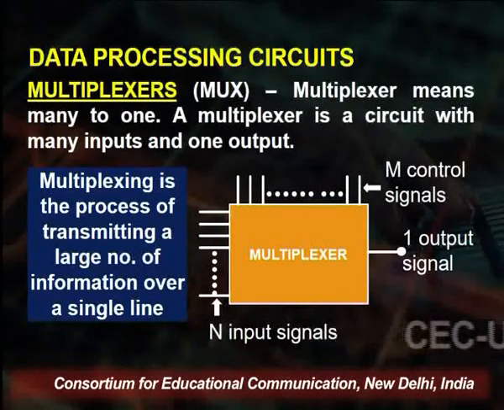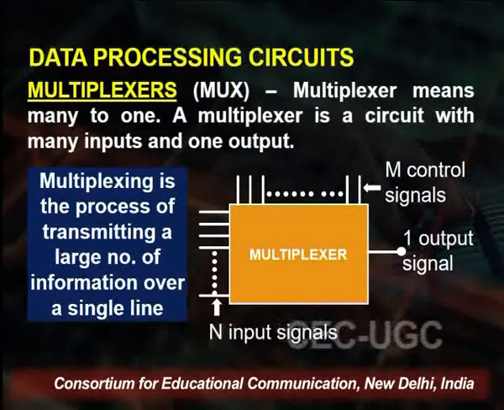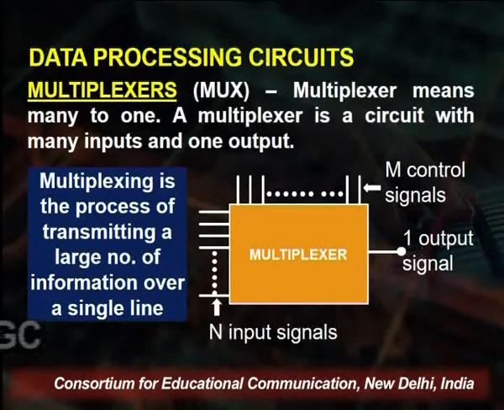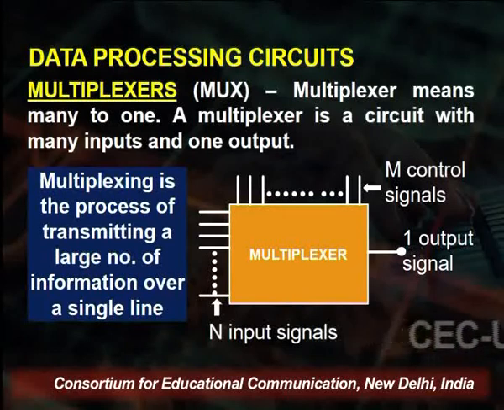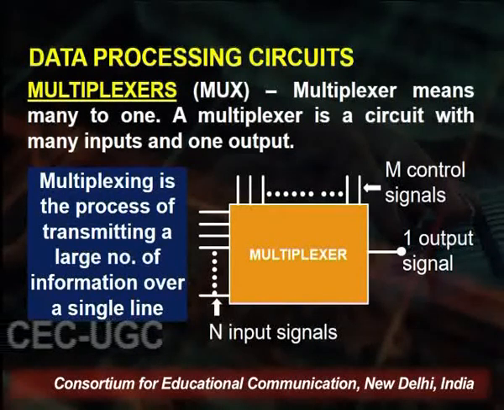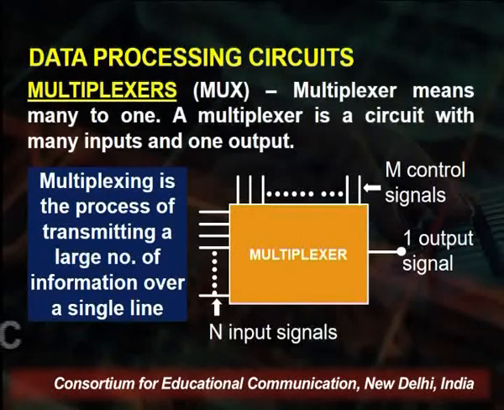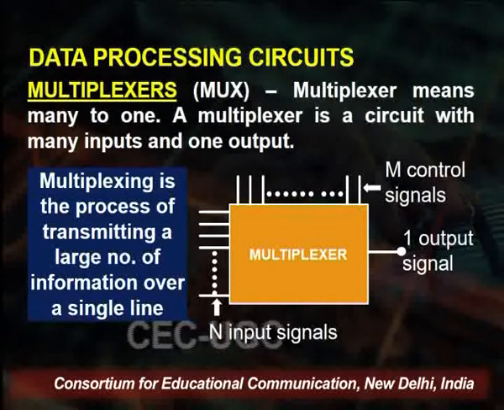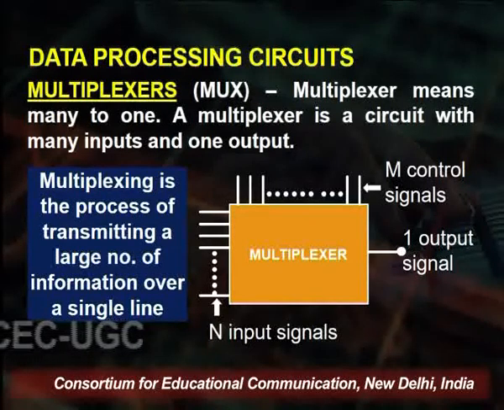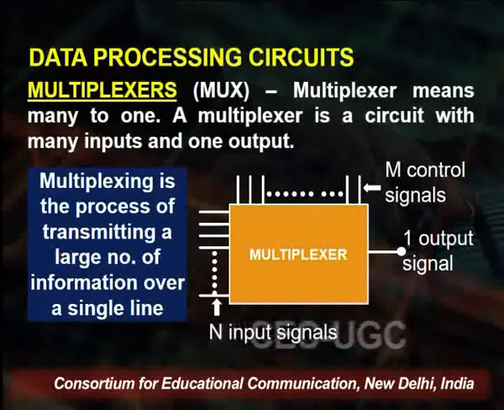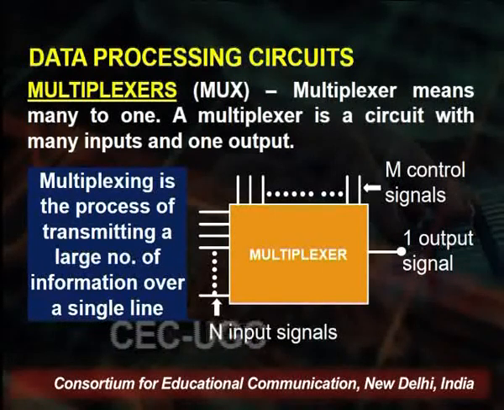Multiplexing is required in digital electronics to ensure that we do not leave any connection or any data flow unattended. That is, we are using hardware to the maximum capacity, and it is not being wasted or lying idle. The multiplexer, whose acronym in these data processing circuits is MUX, means many into one. It is a circuit which has many inputs but only one output that we choose using control signals or selection lines. So, multiplexing is the process of transmitting a large amount of information over a single line.